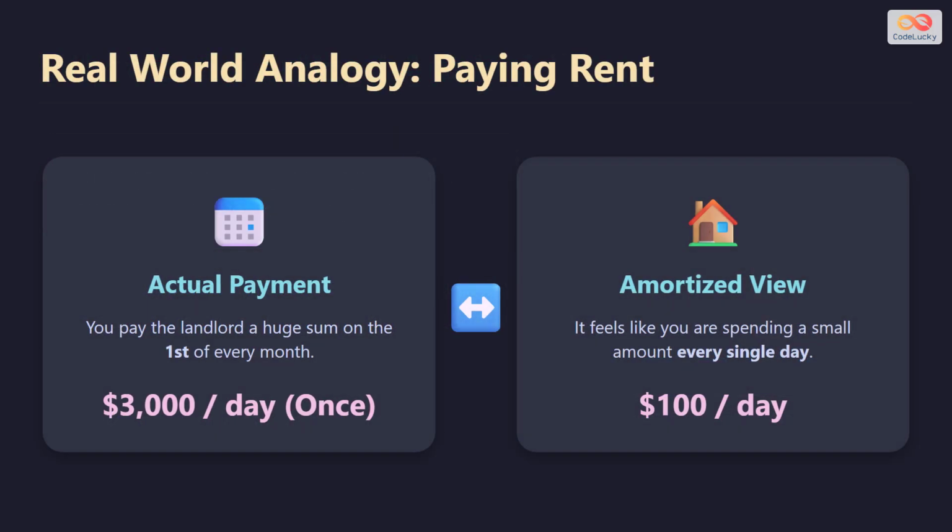Let's use a real-world analogy to make this concrete. Think about paying rent. You might pay a large sum, say $3,000 on the first of every month. That one day is very expensive. However, you don't say your rent costs $3,000 per day. Instead, you amortize or spread that cost over the 30 days of the month. Effectively, it feels like you are paying $100 every single day. The expensive spike is smoothed out.